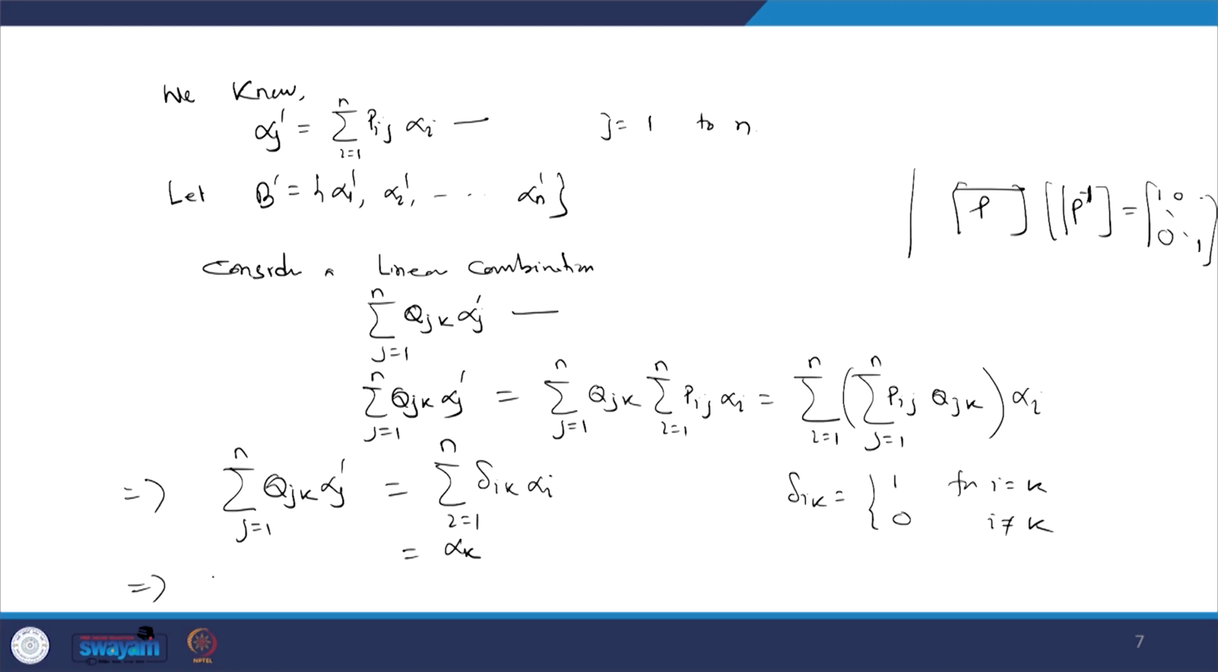So, this implies one can obtain alpha 1, alpha 2, alpha n as linear combinations of alpha 1 prime to alpha n prime. So, this implies B prime consisting of alpha 1 prime to alpha n prime spans the vector space V.